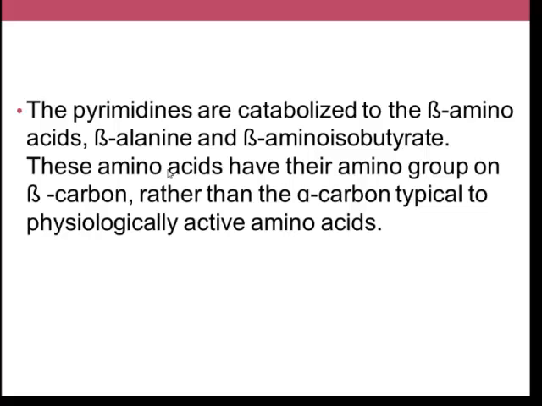The pyrimidines are catabolized to beta amino acids, beta alanine and beta amino isobutyrate. These amino acids have the amino group on the beta carbon, and this makes the difference between these beta amino acids and alpha amino acids. So it is the orientation of the amino group, either to the beta carbon or to the alpha carbon, which determines if this amino acid is an alpha amino acid or a beta amino acid. So for pyrimidines, they are catabolized to beta amino acids.